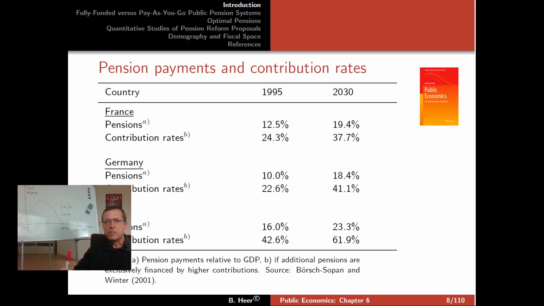They then looked at the demographics projected for the year 2030 and assumed that pension levels remained constant at the 1995 values, and analyzed how these numbers would increase by 2030. So, for example, in France, pensions would increase to 20% of GDP and the contribution rate goes up to 38%. Italy has to spend almost a quarter of GDP, 23%, on pensions, and the contribution rate would go up to 62%. Now, 62% is very close to the Laffer point of the labor income tax.